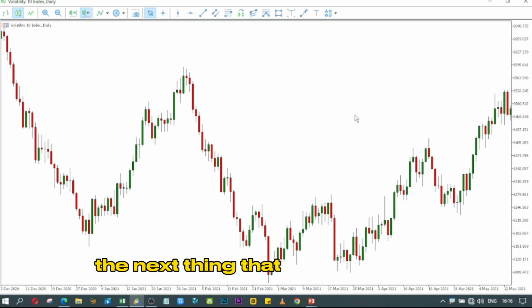So the next thing that you want to do is identify your key levels. We are still on the conditions, right? Remember, we are still on the conditions.